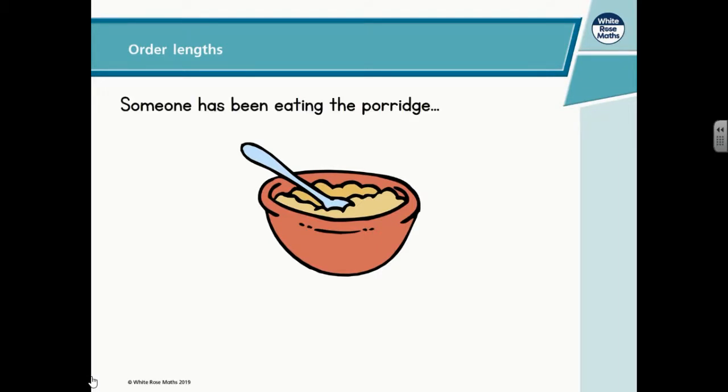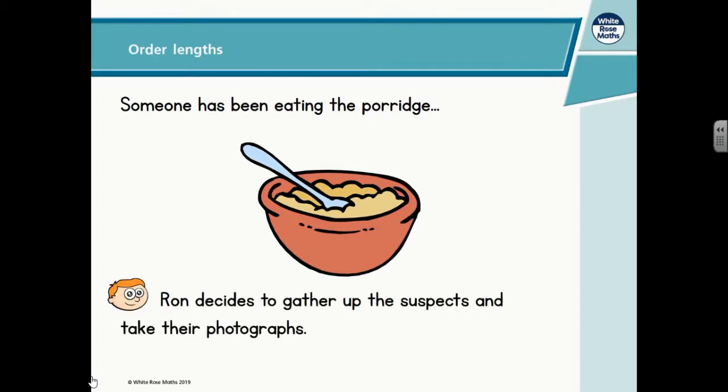Porridge. So Ron decides to gather up the suspects and take their photographs. Now Ron knows, because the porridge was warm, it's been placed on a high shelf. There are 3 suspects, so he's decided to take their photographs next to a ruler, because he's really interested in who's tall enough to reach the porridge. Let's have a look.